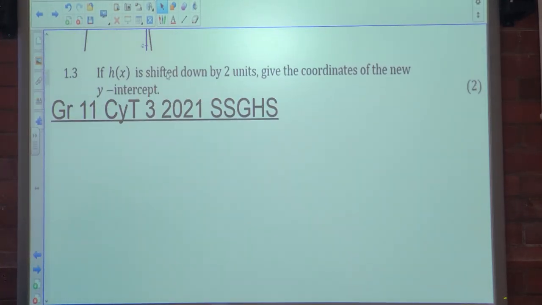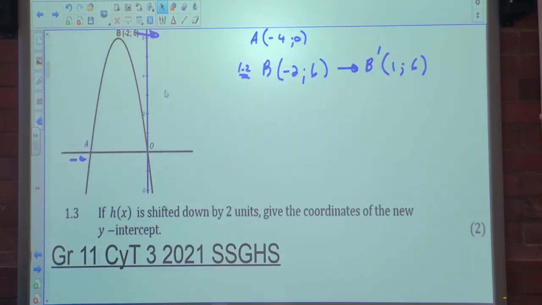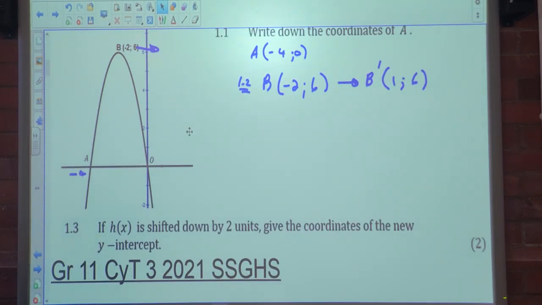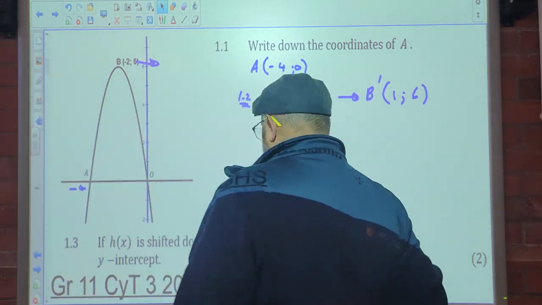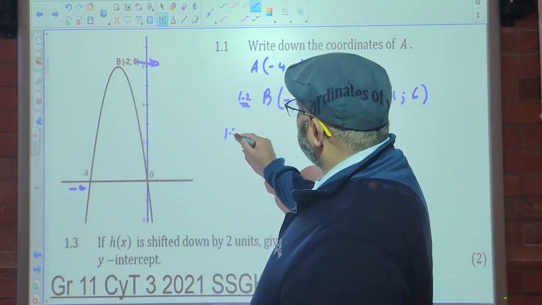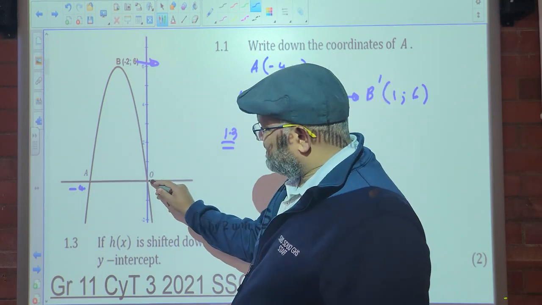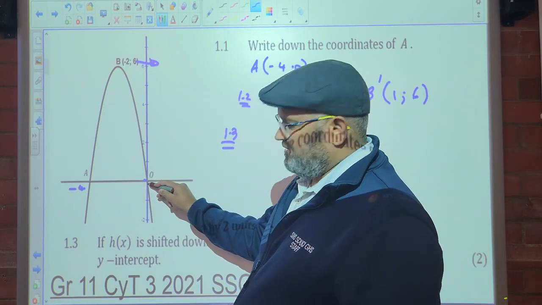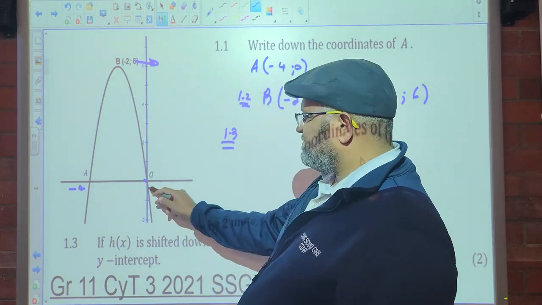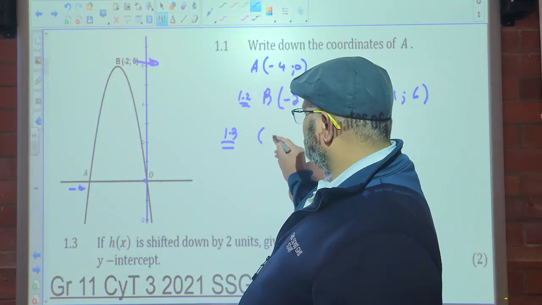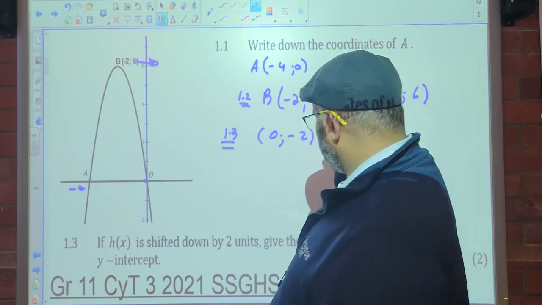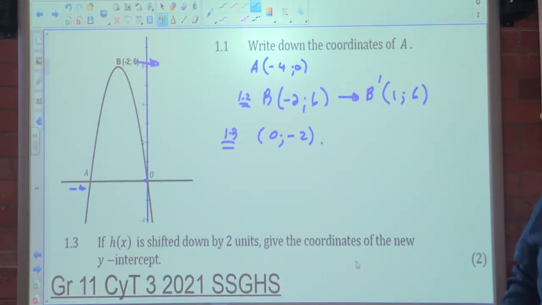1.3. h of x is shifted 2 units down. Give the coordinates of the new y-intercept. So if it moves 2 units down, the y-intercept goes to negative 2. So your coordinates are going to be (0; -2). Okay.